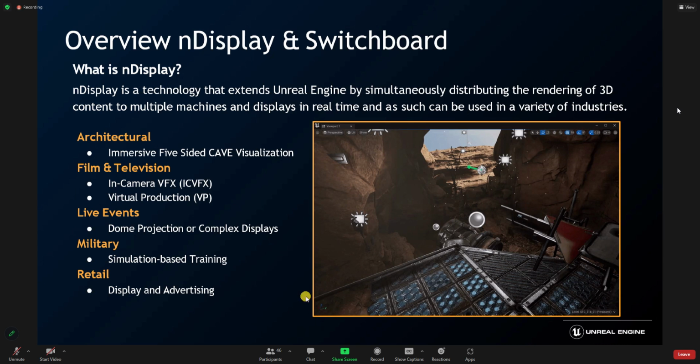So the use of this technology, the one you're most familiar with and probably thinking about, is film and television, but it's also used for architectural visualizations. It's used in live events, as has been mentioned. It's used by the military for simulation-based training like flight simulators and war theaters.